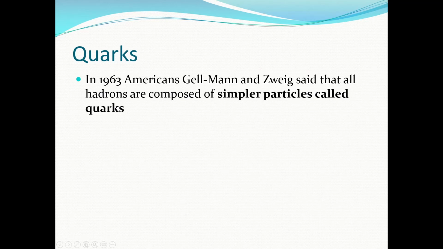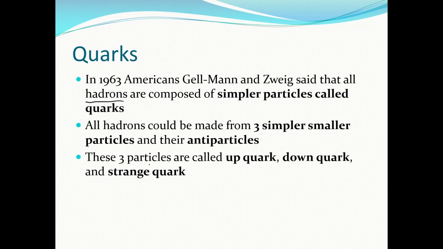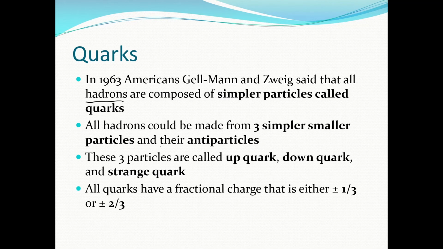So in 1963, Americans Gell-Mann and Zweig said that hadrons are composed of smaller particles called quarks. These hadrons are those neutrons and protons, so they're made up of quarks. There's something smaller, something more quantum than a proton. All hadrons could be made from 3 simpler, smaller particles and their antiparticles. These 3 particles are called up quark, down quark, and strange quark. And all these quarks no longer have a charge of 1. They have fractional charges of plus or minus 1/3 or plus or minus 2/3. Why? No one knows.